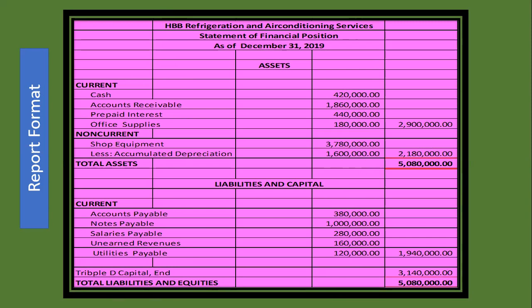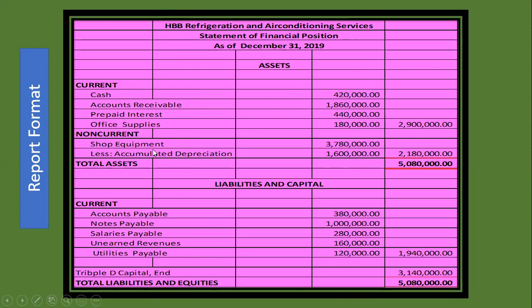So we start with your current assets. We have cash, 420,000. When you prepare this one, your basis should be the balance sheet column of your worksheet. You just have to copy the figures there. You have accounts receivable 1,860,000, prepaid interest 440,000, then office supplies 180,000. Get the subtotal. It's 2,900,000.